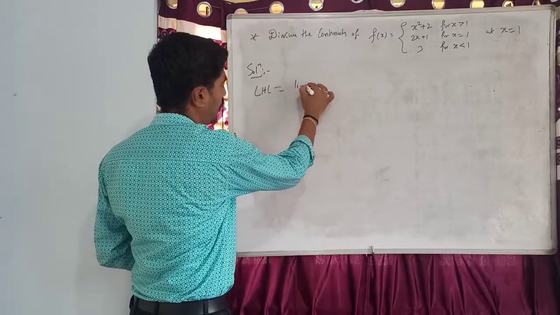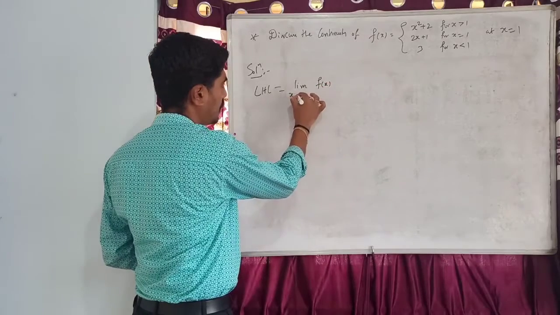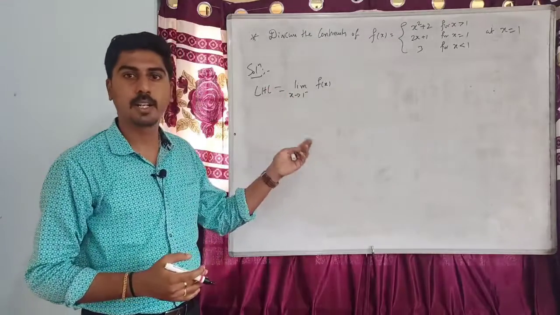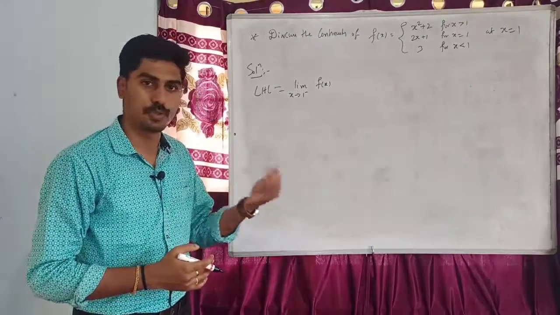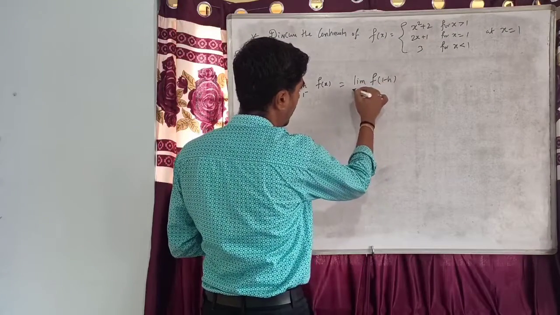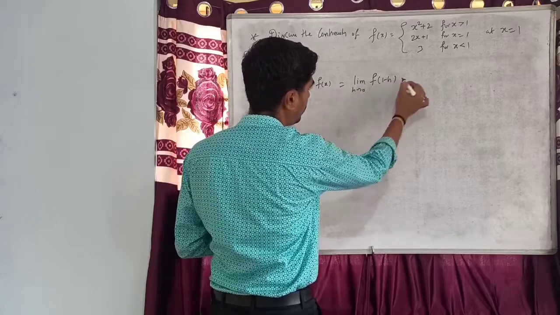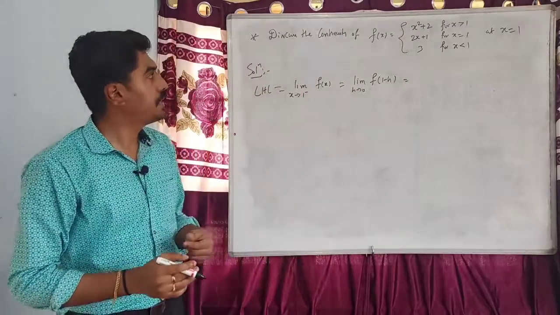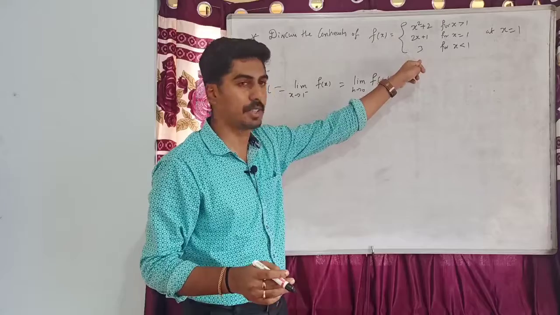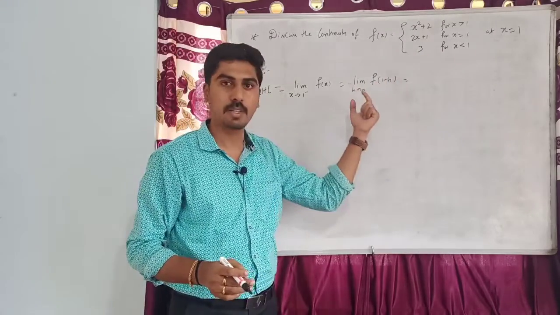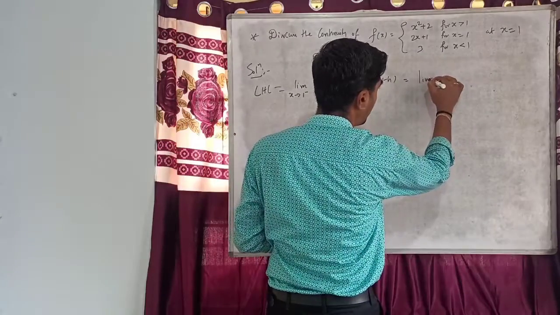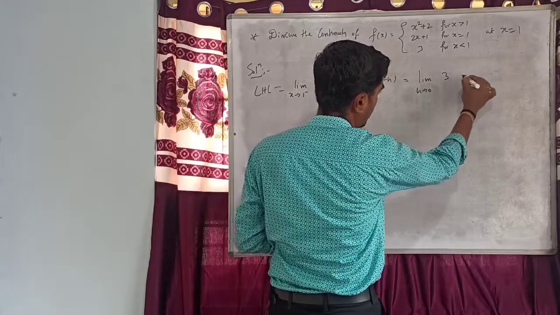LHL is equal to limit of f of x as x tends to 1 minus. Put x equal to 1 minus h and let limit as h tends to 0. This will be equal to limit of f of 1 minus h as h tends to 0. By the definition of this function, if x is less than 1, f of x is defined as 3. Here 1 minus h is less than 1, therefore f of 1 minus h is equal to 3. This is equal to limit of 3 as h tends to 0, which is equal to 3.